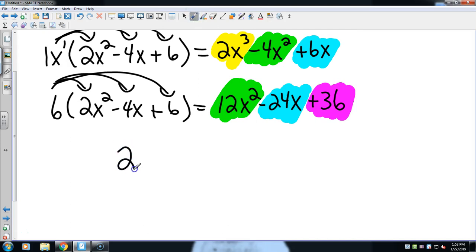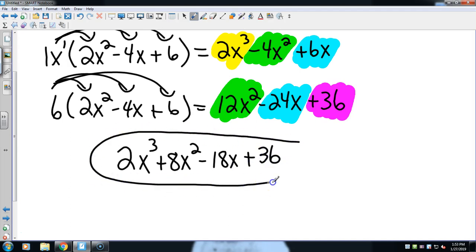We're going to start with 2x cubed. It was the only one to the third power. Now we have negative 4x squared plus 12x squared. That's going to give me 8x squared. Then we have positive 6x minus 24x. So that's going to give me negative 18x. And then finally we have that 36. And so if they ask you on that one what the degree was, that would have a degree of 3. I don't think they're going to ask that, but just in case.